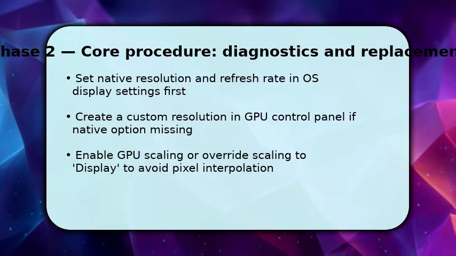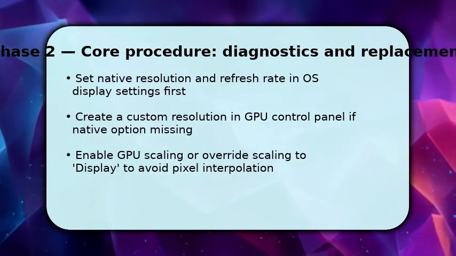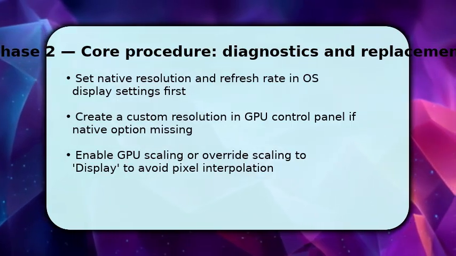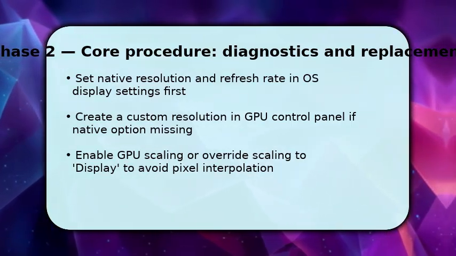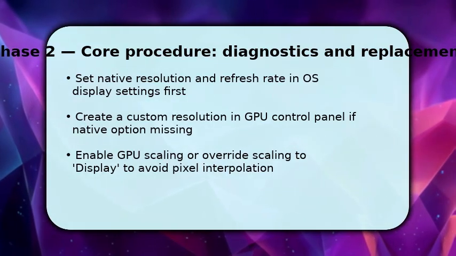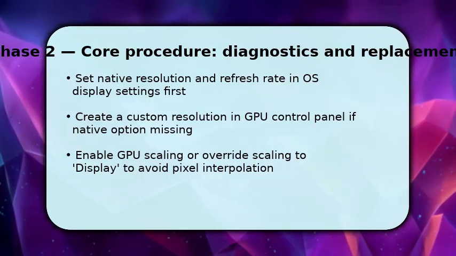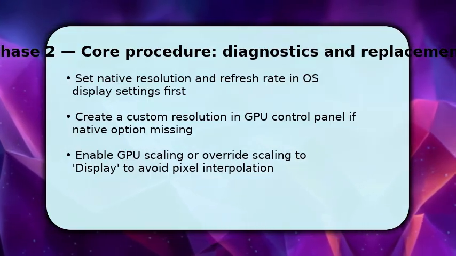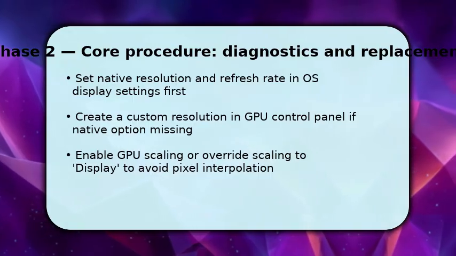Once the prerequisites are in place, open the OS display settings and select the native resolution and highest supported refresh rate. This yields the sharpest image. If that exact mode is absent, use your GPU control panel to create a custom resolution. Specify horizontal, vertical pixels, and timing parameters.